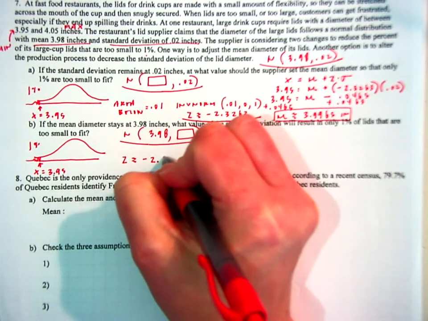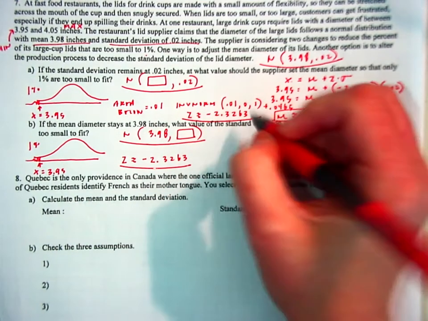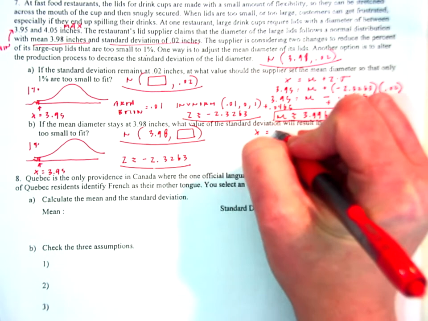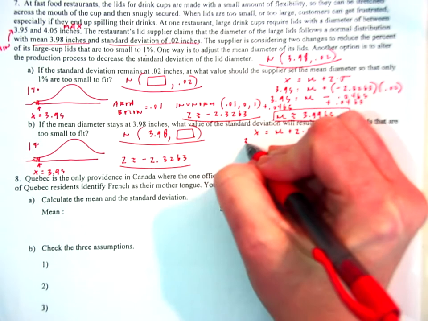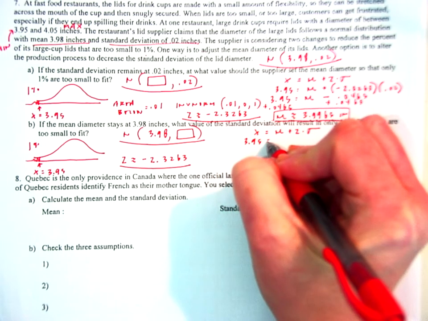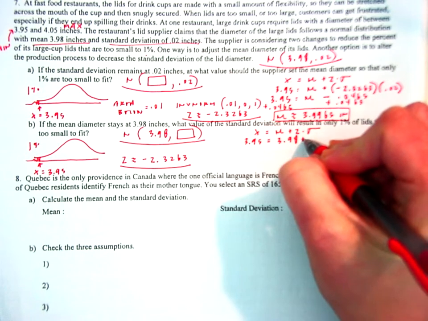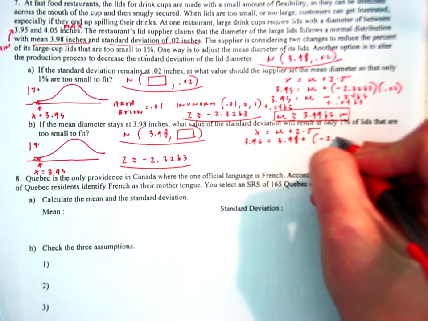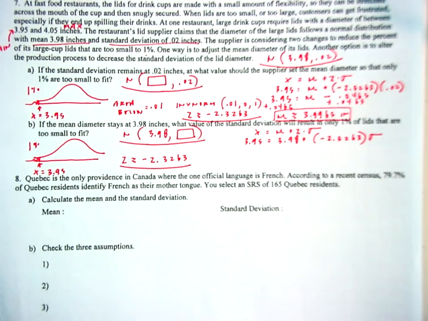So negative 2.3263. Okay, so back to x equals the mean plus the z-score times the standard deviation. So 3.95 equals, my mean is 3.98 plus my z-score, negative 2.3263, and a standard deviation right there.